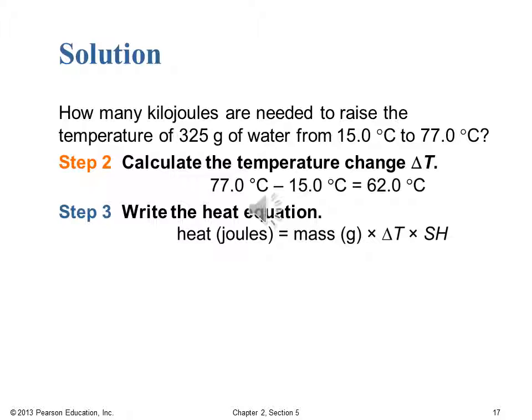Okay, moving on to step 2, we'll calculate the temperature change, delta T. In this case, the water is going to end up at a final temperature of 77.0 degrees Celsius minus its initial temperature of 15.0 degrees Celsius, which gives us a delta T value of 62.0 degrees Celsius. Moving on to the next step, we'll write the heat relationship. The heat equation here is heat in joules, because that's what we'll ultimately look for in kilojoules, but first we'll solve for joules because that's what our specific heat would be in, either joules or lowercase c calories. So heat in joules equals mass in grams times delta T times specific heat.